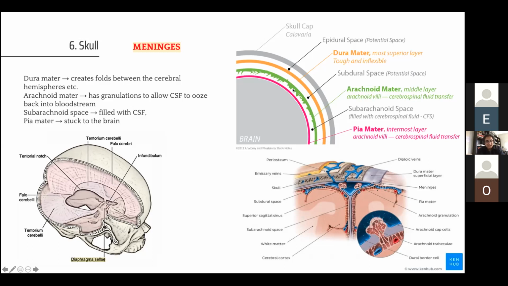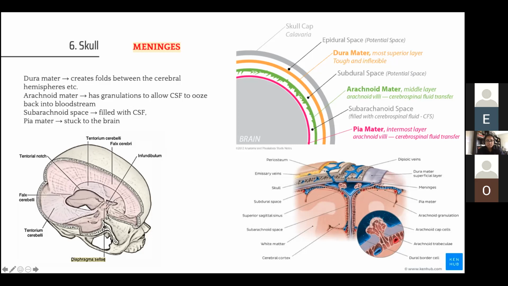Again, a potential space. The arachnoid mater, as you can see from this diagram and these little pockets, has all of these granules. And what the granules are responsible for is letting CSF, which fills the space below it, leak out into the bloodstream, into the dural venous sinuses. And so that's part of how CSF is recycled back into the bloodstream.